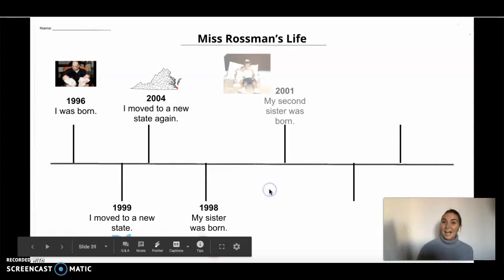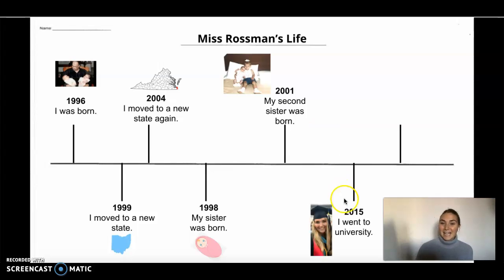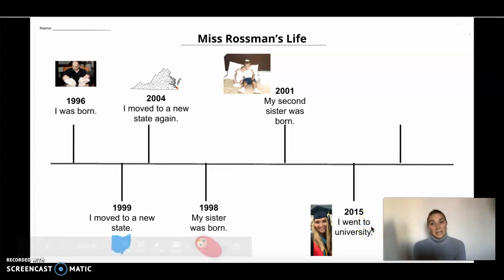Then, boys and girls, another important event was in 2001, my second sister was born. And here I have put a picture of me with my second sister, describing that event. Then, boys and girls, my next event is in 2015. I went to university. That was a pretty important part of my life. So I put the year, I described it with a sentence, and then I stuck a picture on my timeline to help the reader better understand.